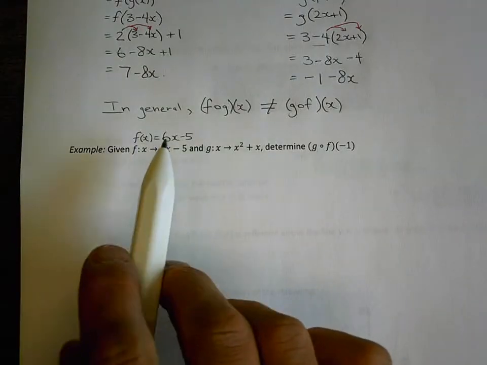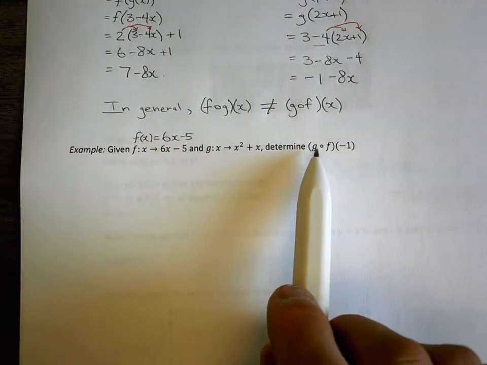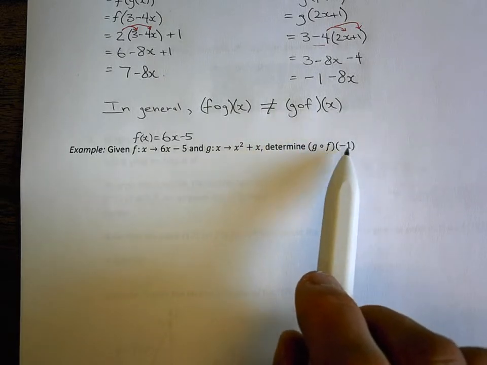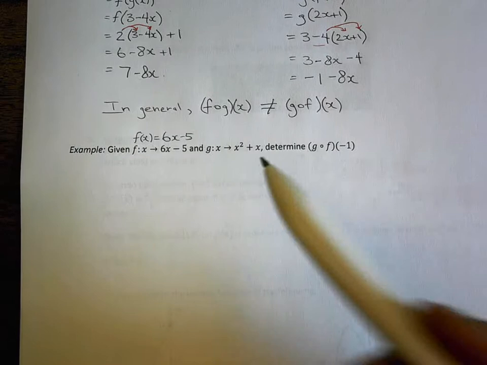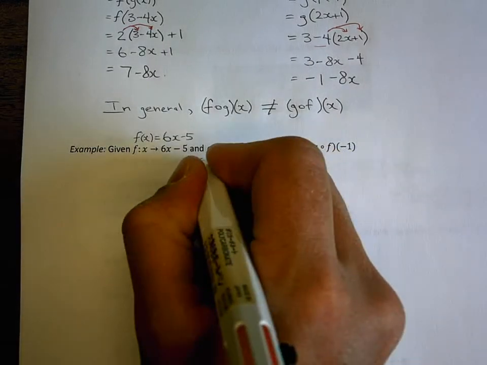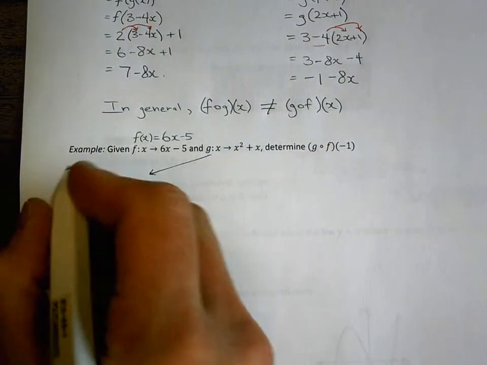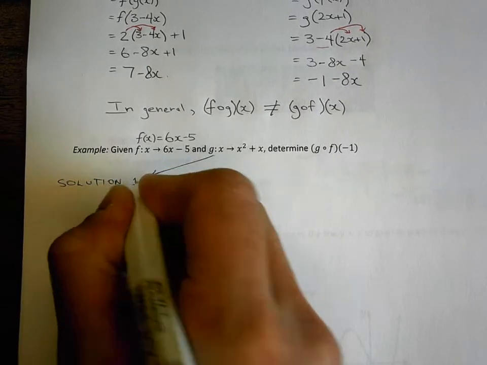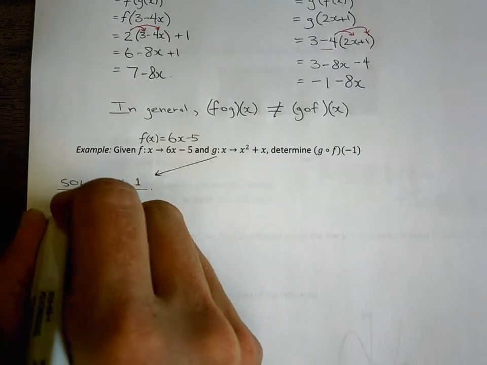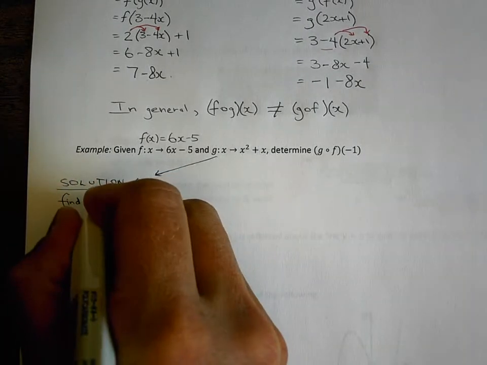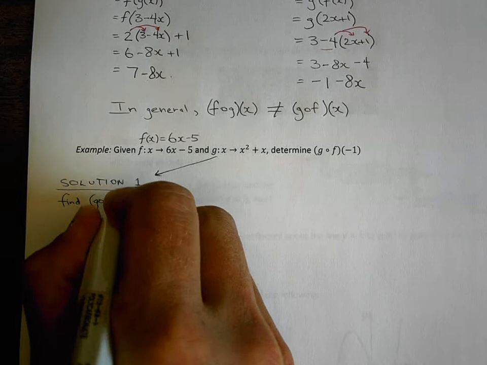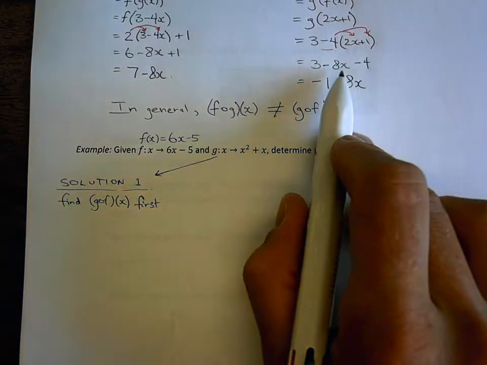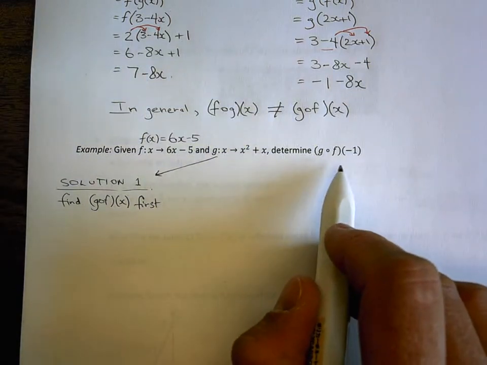So that's one thing to understand. The other is that we're looking for g∘f, not g∘f at x or g of f of x, but g∘f at x = -1. So there's a few ways you could do this. Let's look at solution 1 over here. I'm going to find g of f at x first, like I did in the question above, and then I'm going to sub in -1.